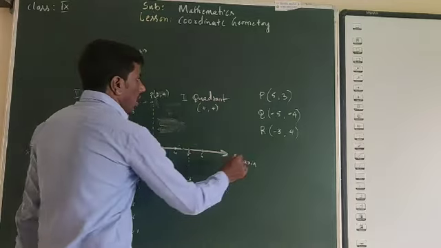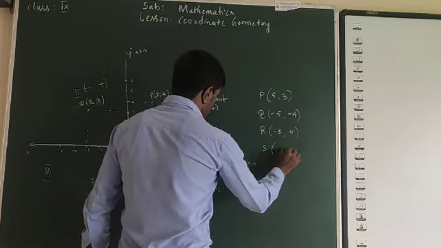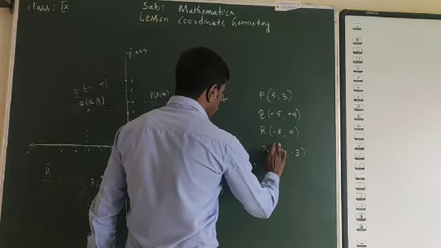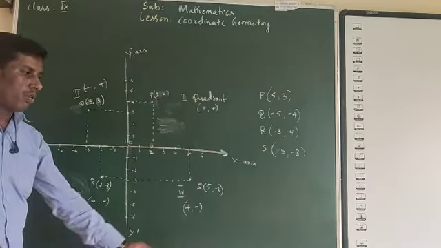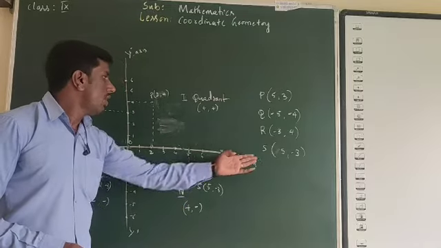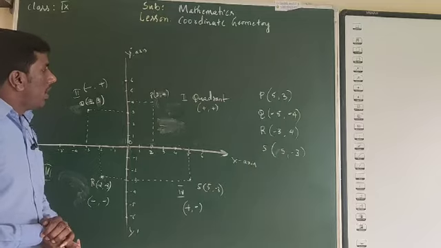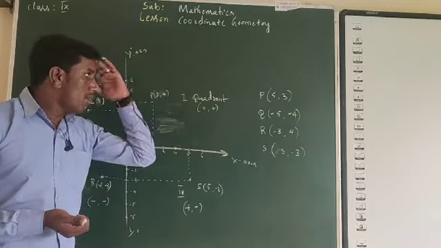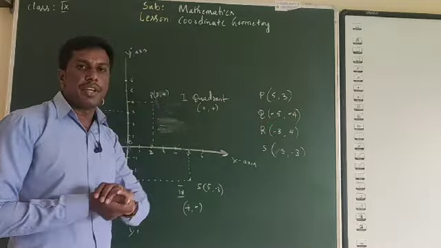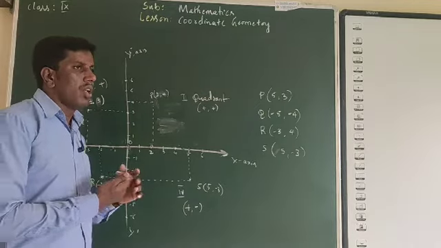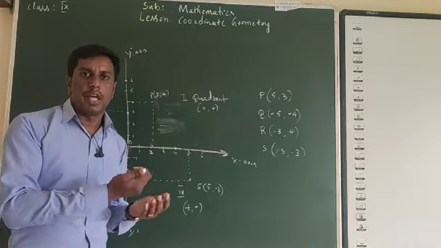If the point is like 5 comma minus 3, then you can go for the fourth quadrant and locate that point. So by observing the sign of the point itself, we are able to understand where that point actually lies.